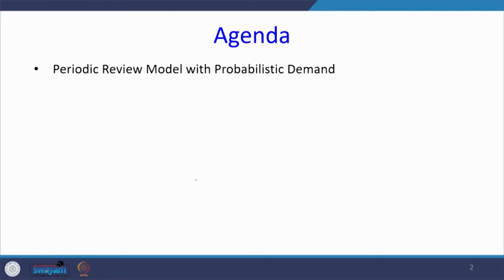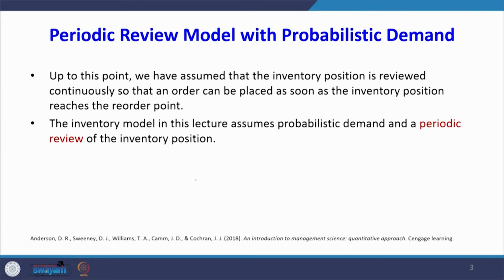So the agenda for this lecture is the periodic review model with probabilistic demand. What is this periodic review model? Up to this point we have assumed that the inventory position is reviewed continuously so that an order can be placed as soon as the inventory position reaches the reorder point. So what we have done so far, it goes like this, like this, like this. As soon as the level reaches here, we make the order. This type of model is called a continuous review model.